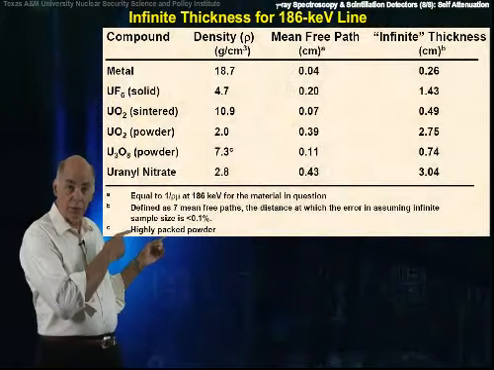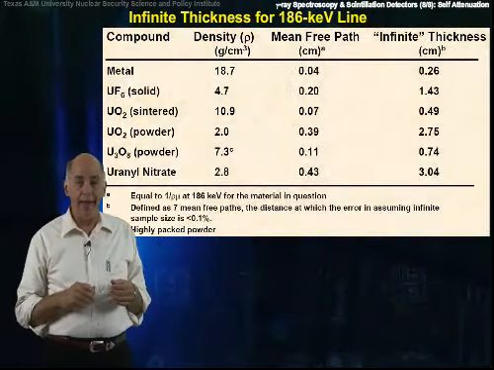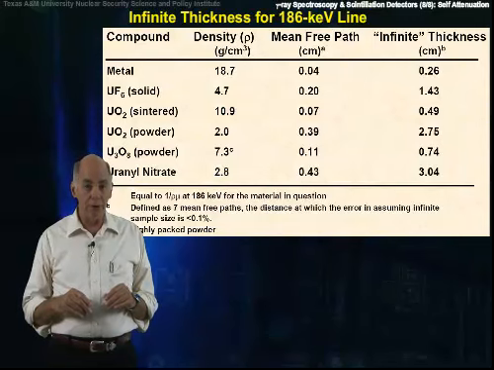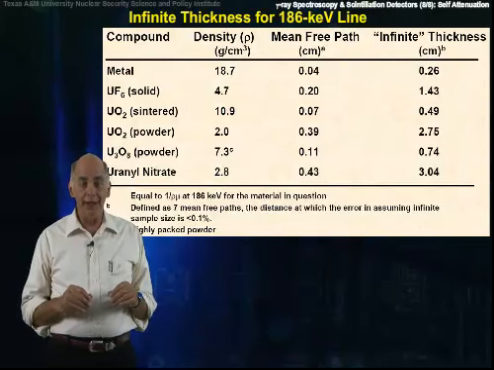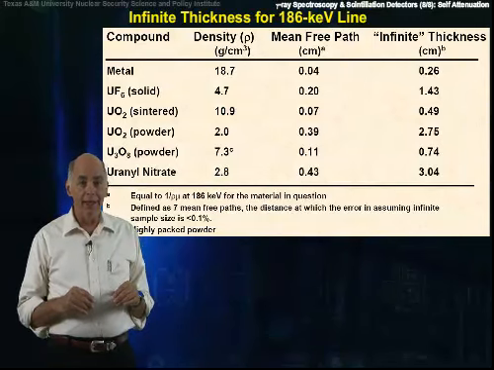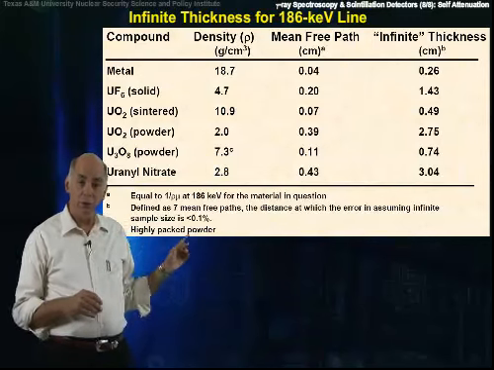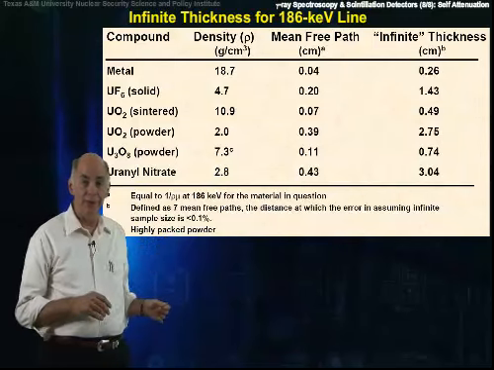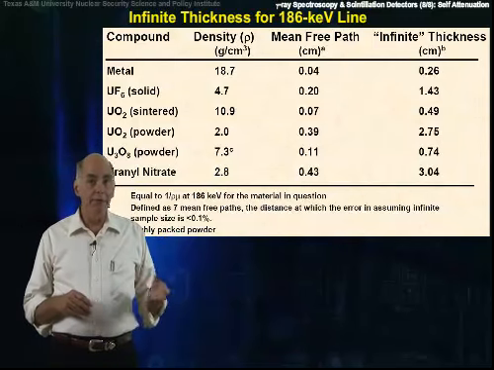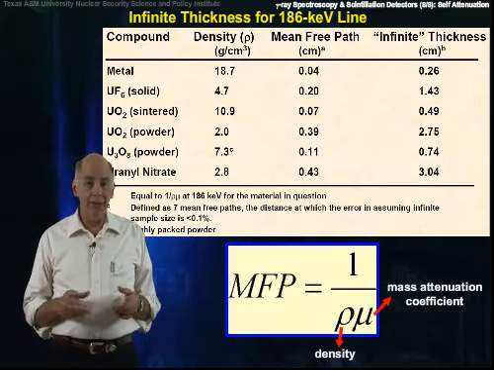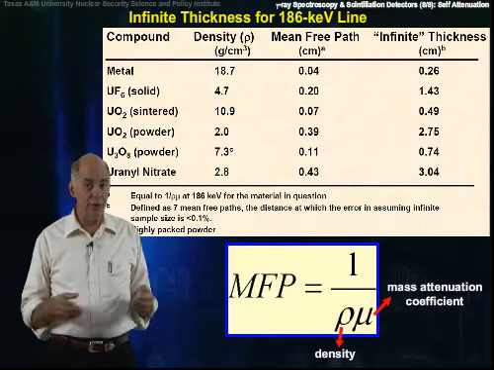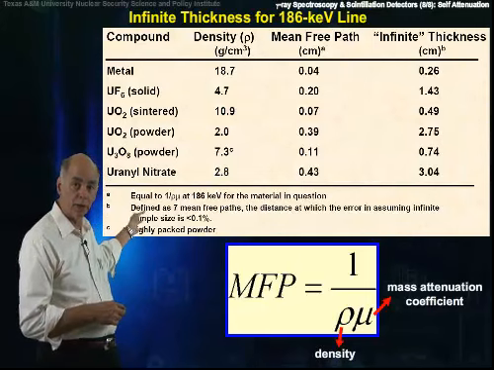This table shows the mean free path, or average distance a photon goes before absorption, of the 186 keV line, and the infinite thickness for this 186 keV gamma for various uranium compositions. The mean free path is calculated by taking the inverse of the product of the density and the mass attenuation coefficient, like so.